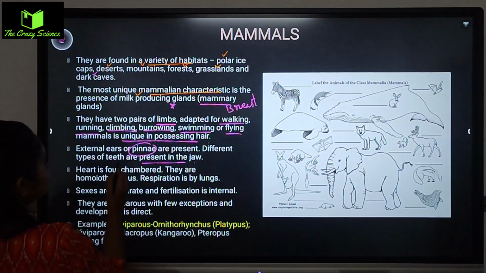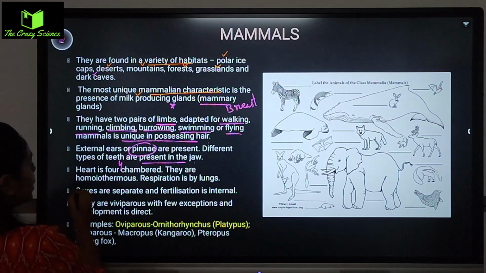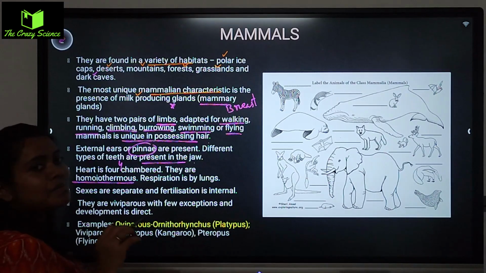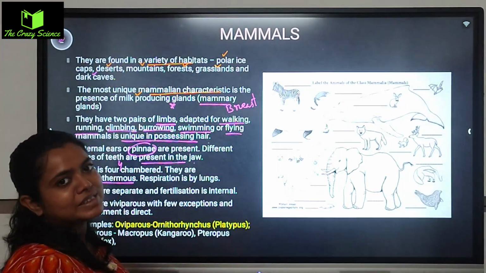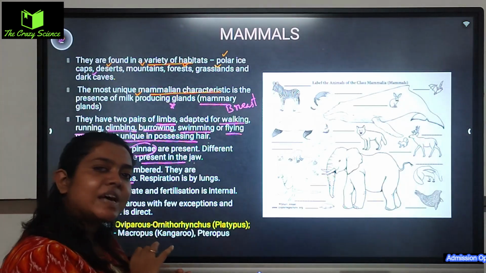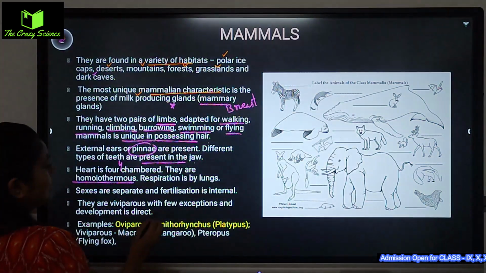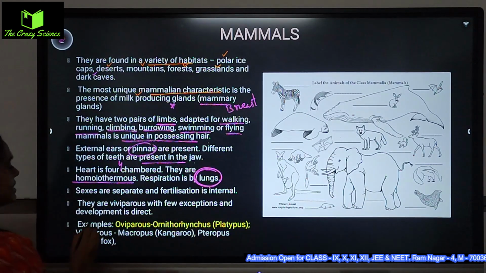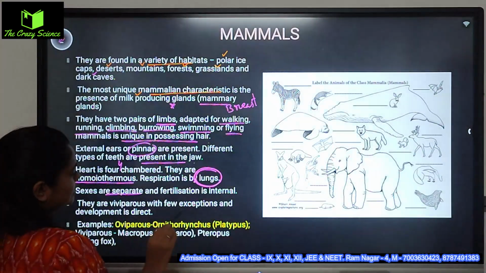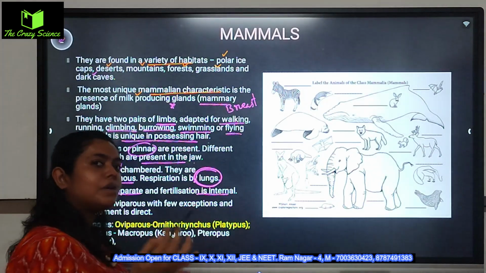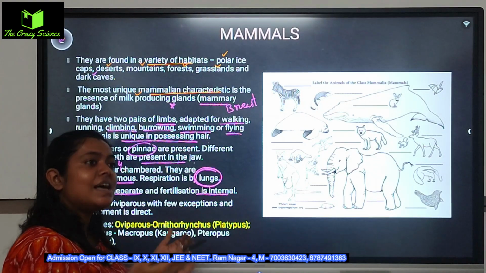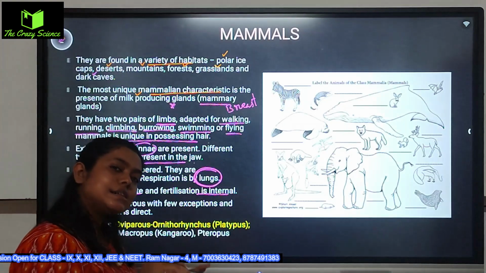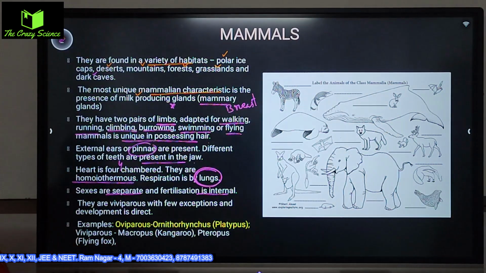The heart is four-chambered, and they are homeothermous, same like us, meaning warm-blooded animals. Our body temperature never changes. For respiration, there is only one organ, the lungs. Sexes are separate. Fertilization is definitely internal, with internal reproductive parts, and they are viviparous.